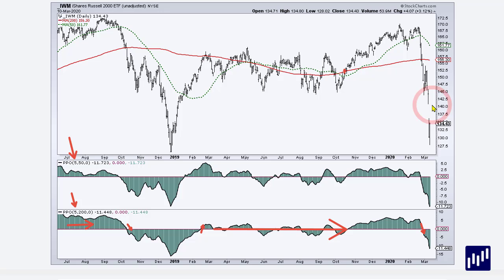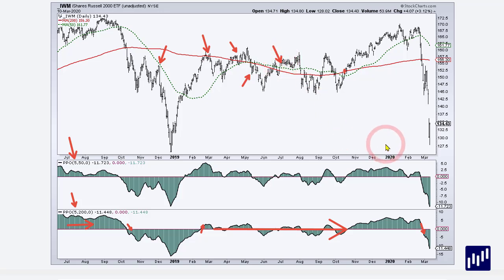And forget using these moving averages for support and resistance. I mean, sure, you can find instances when they worked, but I think you can find more instances when they didn't. For instance, here's the 50-day acting as resistance and the 200-day acting as resistance. But then you got above it. Well, that breakout didn't hold. And then you got below it. Well, that breakdown didn't hold because you went right back above it.